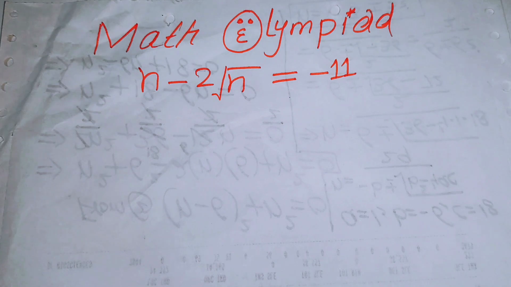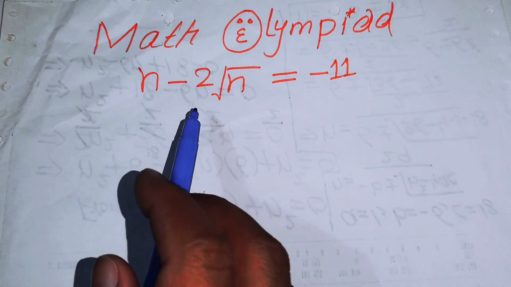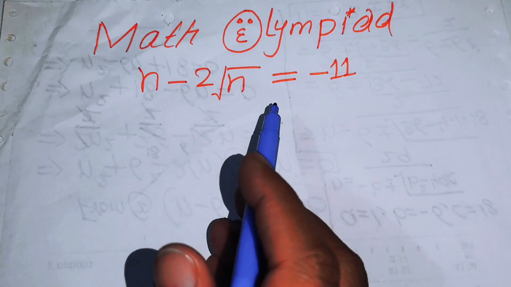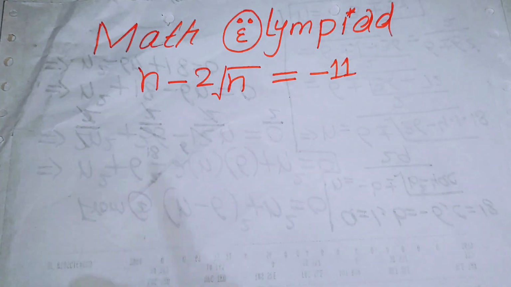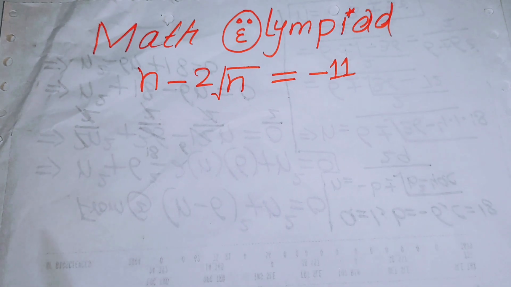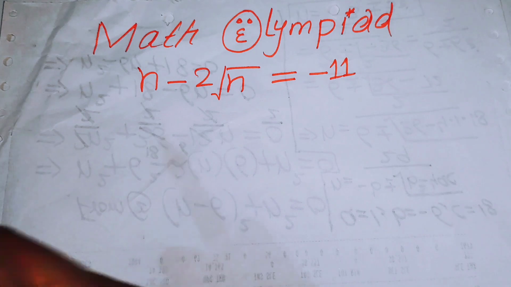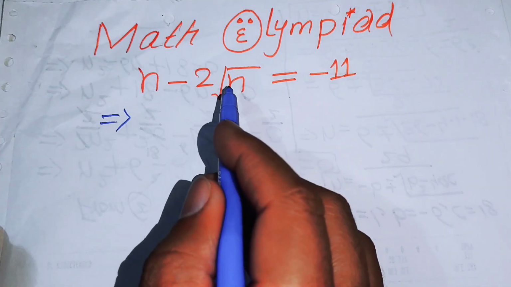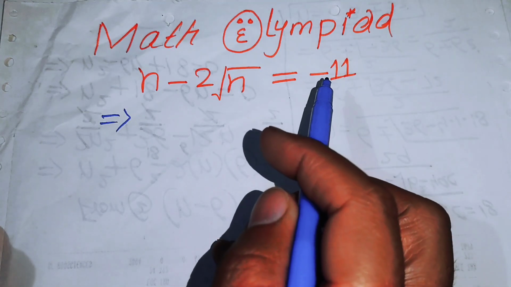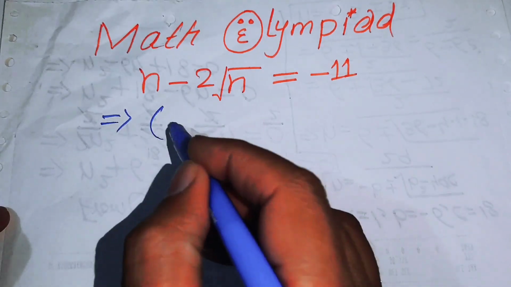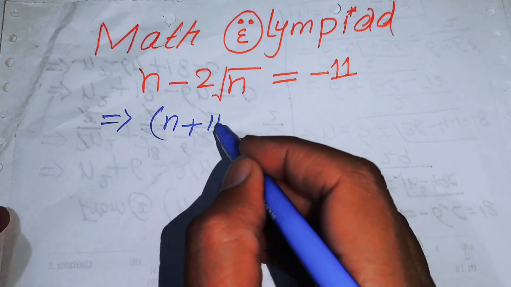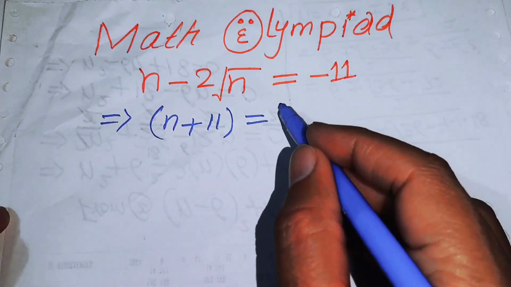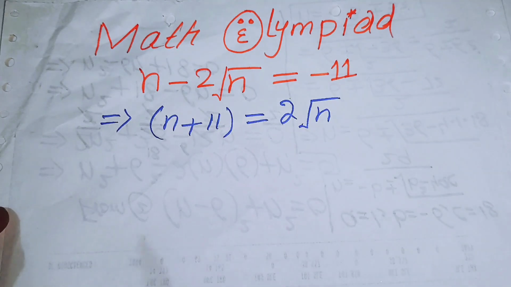In this video we are going to solve this nice algebra problem, and here we have n minus 2 times square root of n equals minus 11, and we will solve this problem for the values of n. The very first thing we are going to do is rearrange the terms. We move this minus 2 times square root of n to the right hand side, and we move this minus 11 to the left hand side, and you will get the output in this form: n plus 11 equals 2 times square root of n.